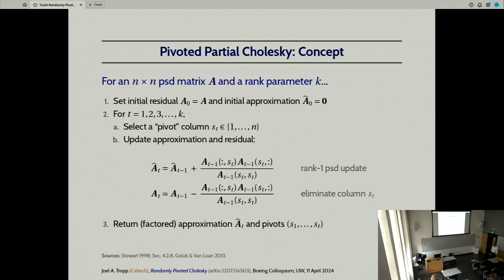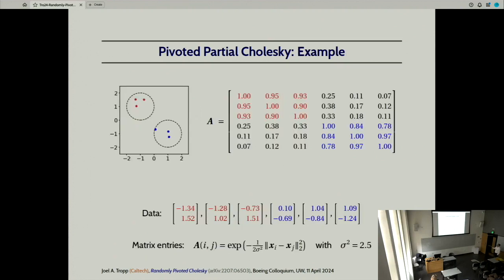All right, good. So let's see what this looks like in practice. So here is a PSD matrix associated with a clustering problem. So I've got 3 red data points, which are kind of close to each other, and 3 blue data points, which are kind of close to each other. And the matrix I'm going to form is a Gaussian kernel matrix that reflects the squared distance between each pair of data points on a scale of a little bit more than 1. Okay, that's sort of the size of the cluster.